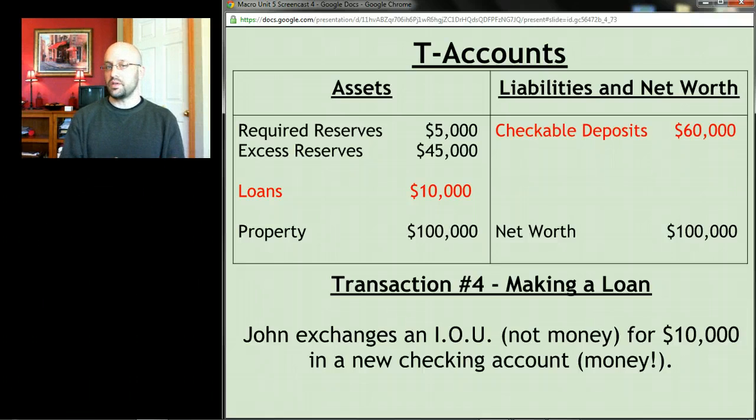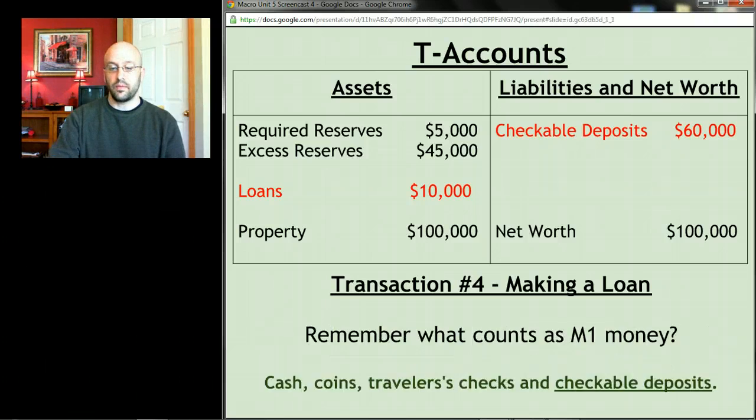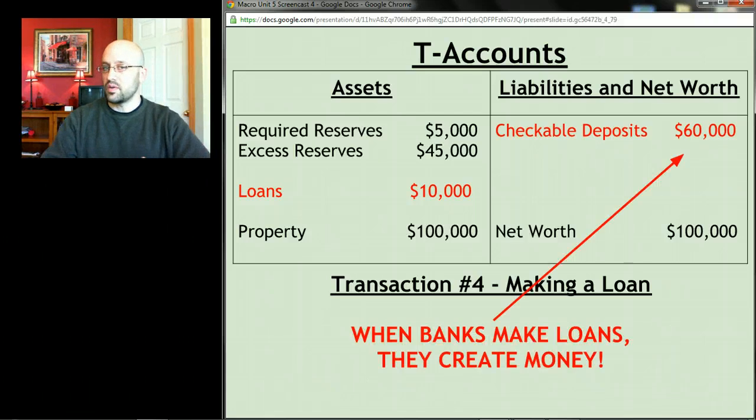In essence, John is exchanging something that's not money for something that is money, because money in checking accounts is money, according to how we've defined it. You remember that M1 money consists of cash, coins, traveler's checks, and money in people's checking accounts. Now you might have missed it, so I'll backtrack a little bit. But when the bank made the loan, and this is the big important part, it actually created $10,000. Let me go back a little bit.